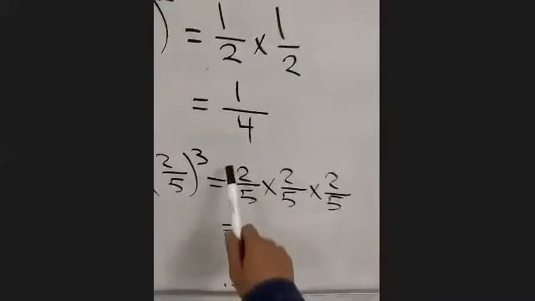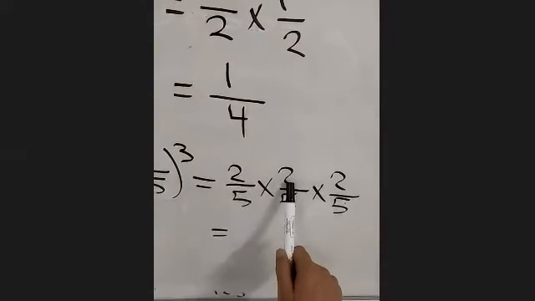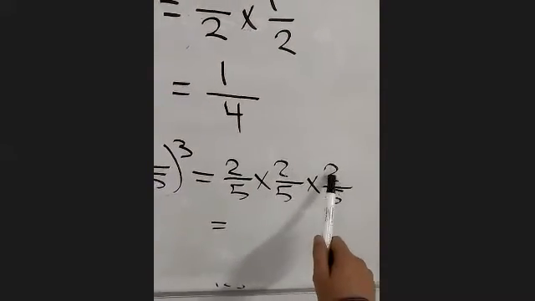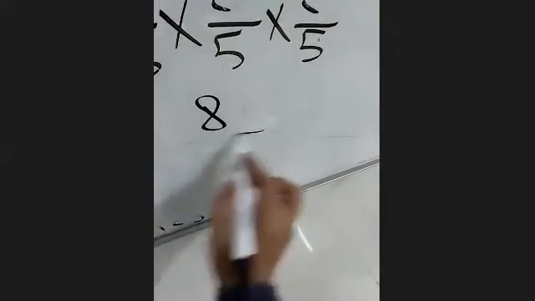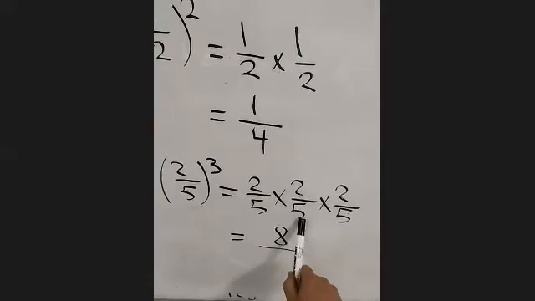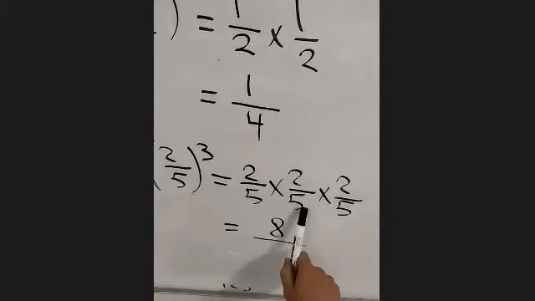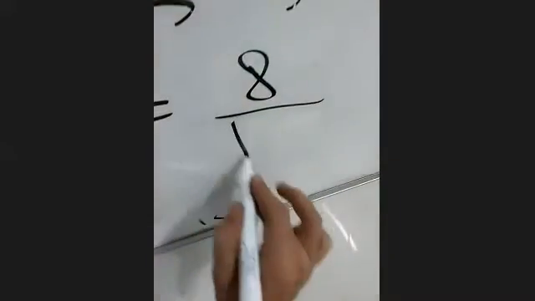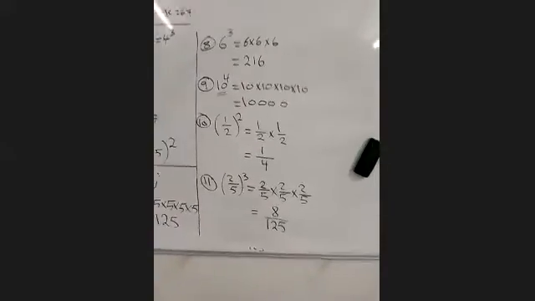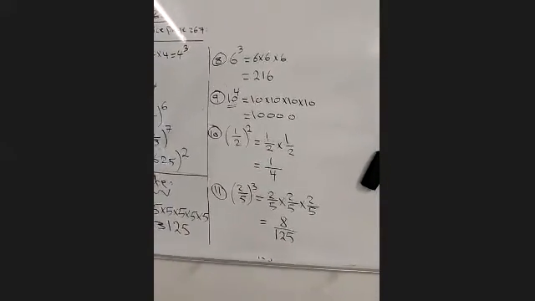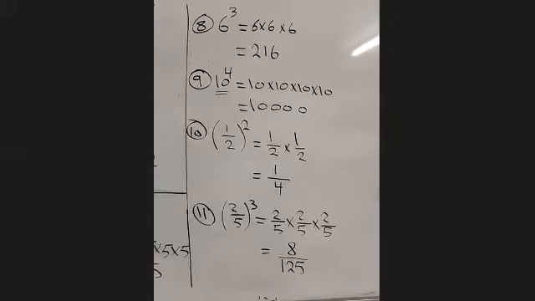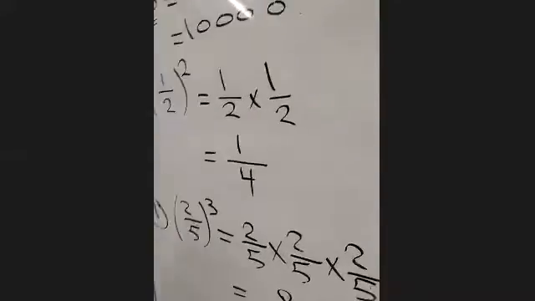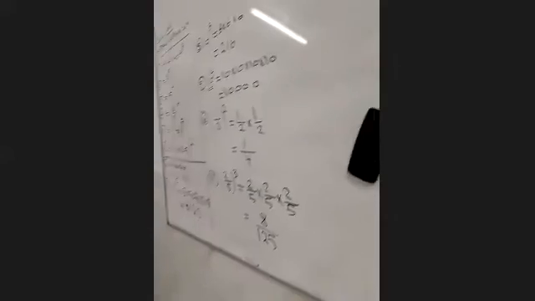Continue. How much is 2 times 2, Ammar? 4. 4 times 2? 8. So the top will be 8. Down, 5 times 5? 25. 25 times 5? 125. Excellent. This is question 11, guys. Copy, please, or fix your answers.